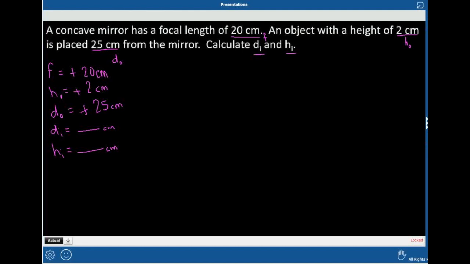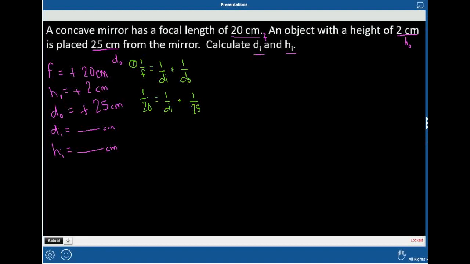Okay, so I'm going to do that right here. I'm going to use this formula. Okay, now I'm just going to plug in my numbers. And if you want to put DO in front of DI or whatever, you can, because it's positive, we're just adding them, it doesn't really matter.